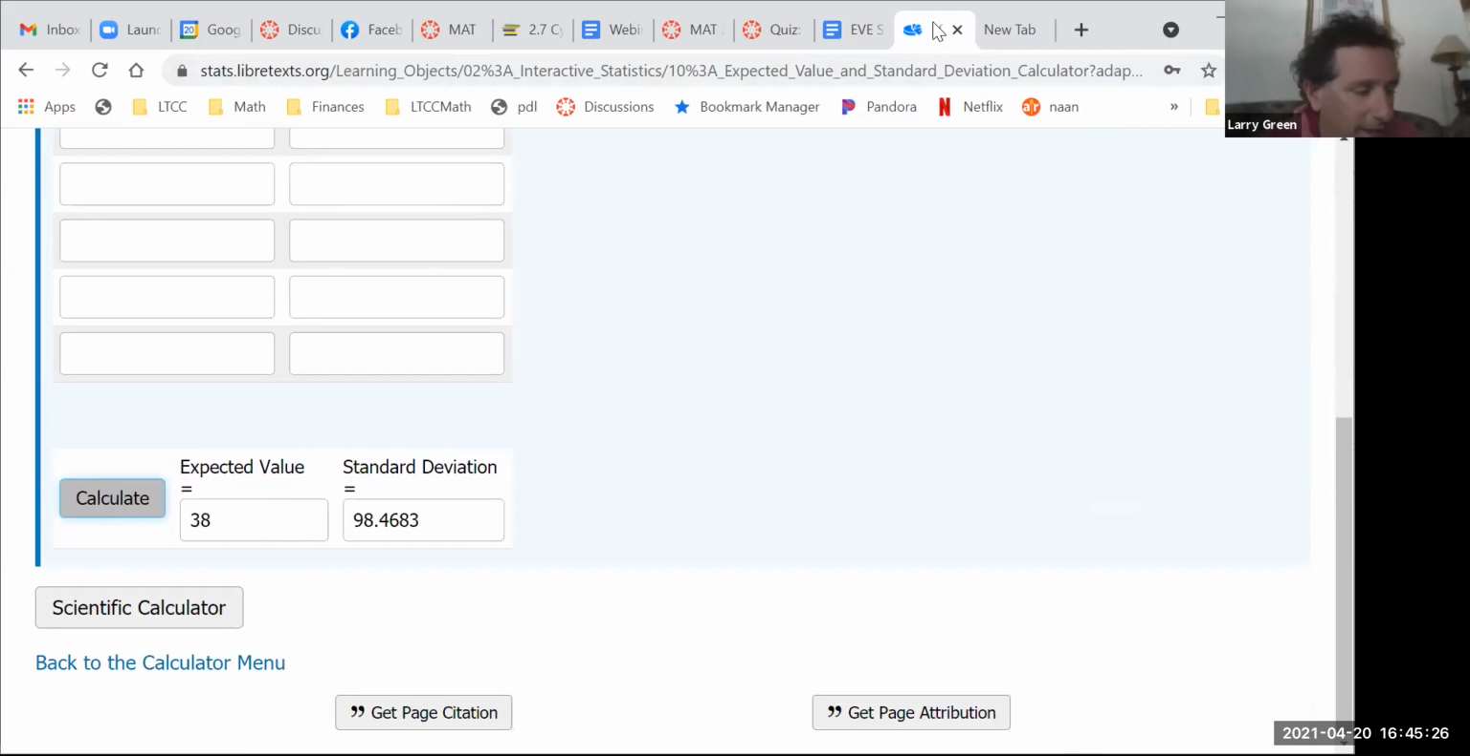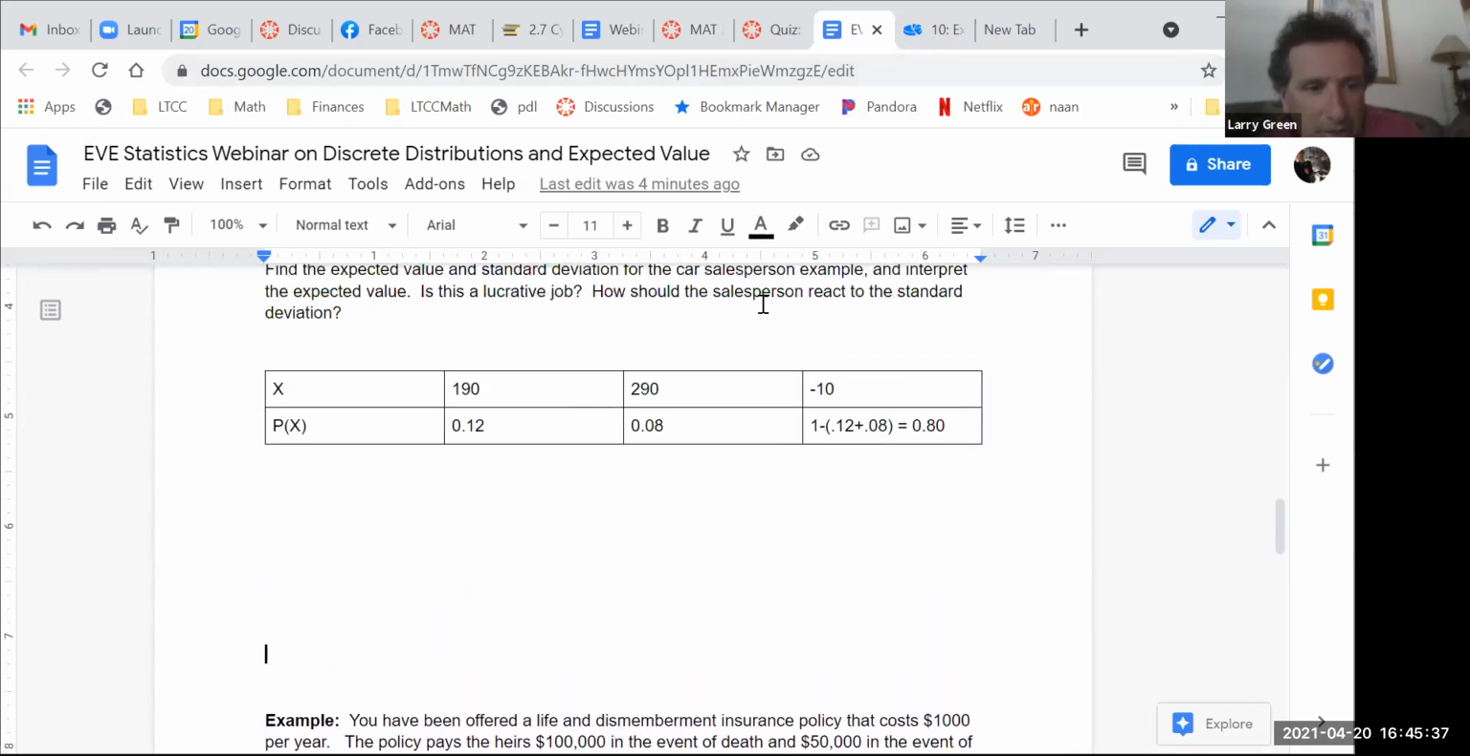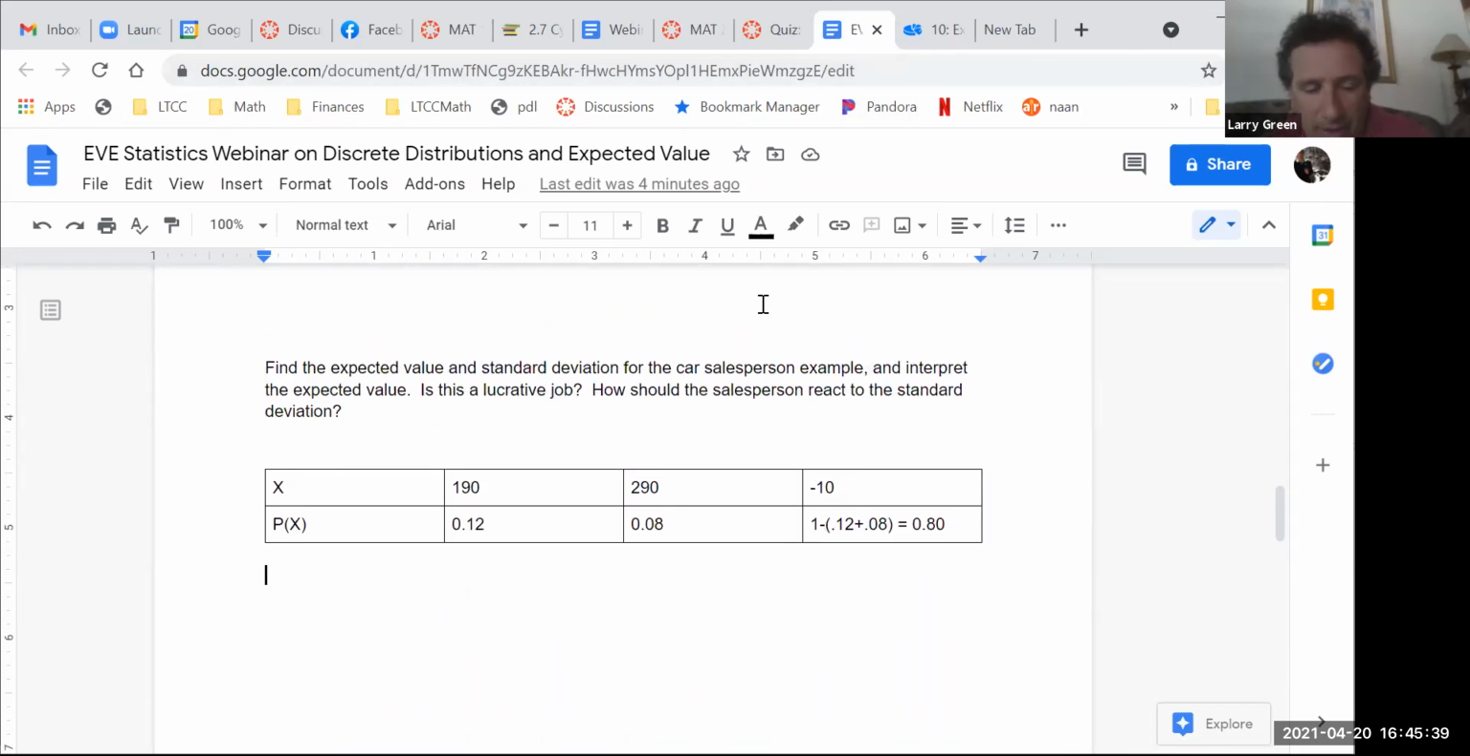Okay, so the expected value is 38. And the standard deviation is about 98, all rounded to the nearest dollar. All right, so let's write this down. EV was 38. What do you think? Good job, lucrative, not lucrative?